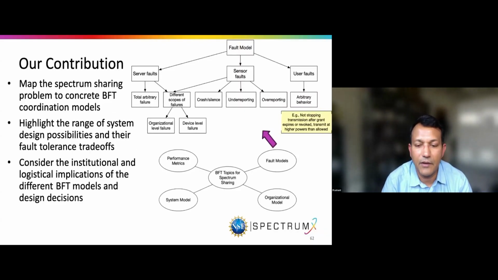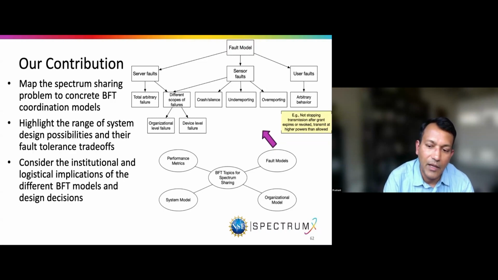So our contribution here is to map the spectrum sharing coordination problem into BFT. We have done this in a recent TPRC paper. What we have done here is that we have broken up this problem into 4 categories: the system model, the organizational model, the fault model, and the performance metrics.